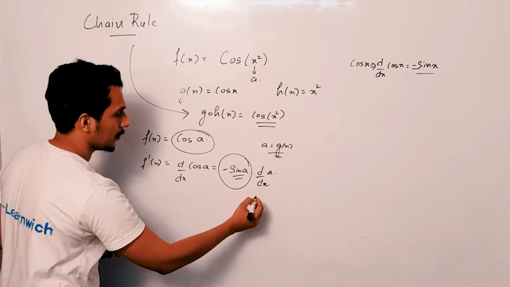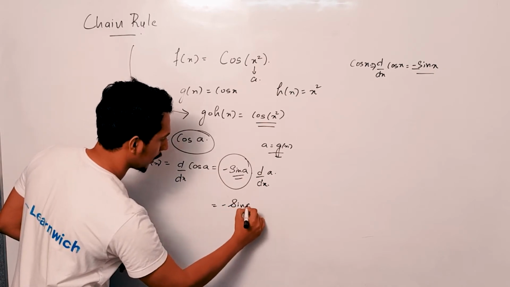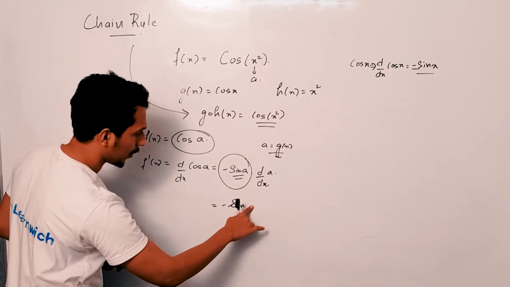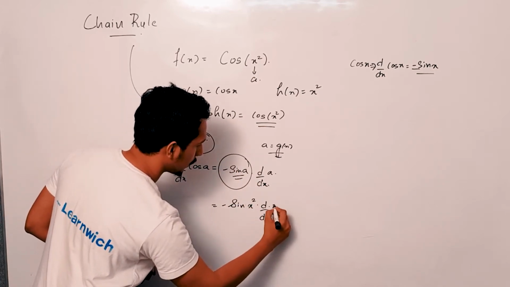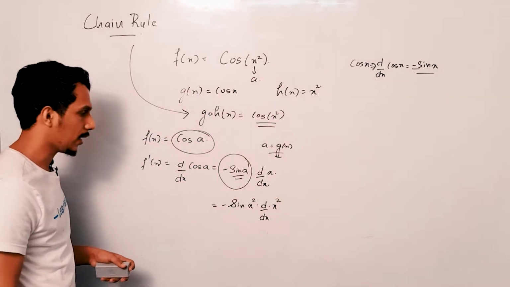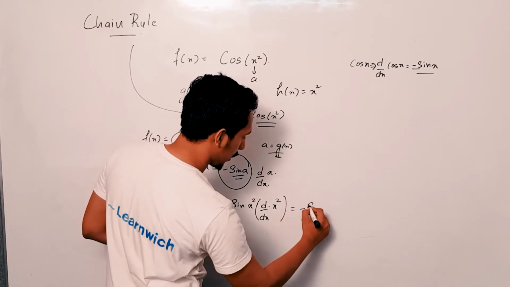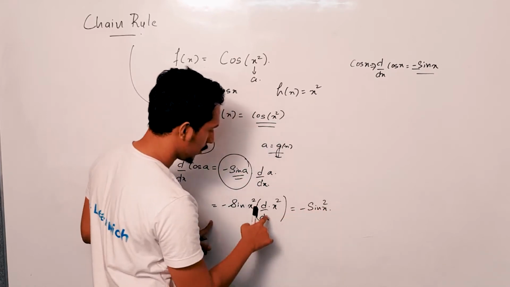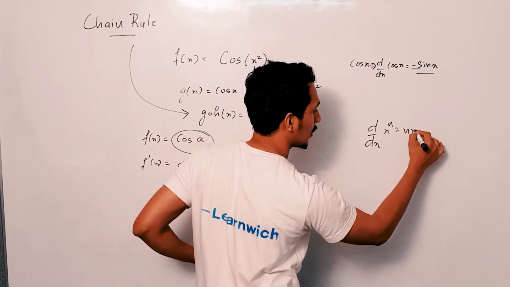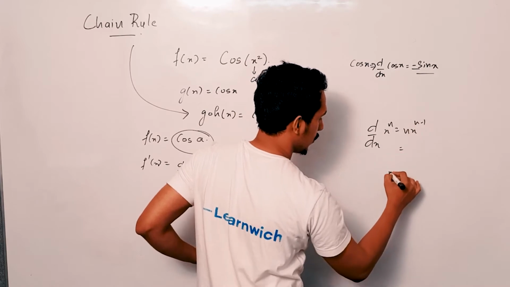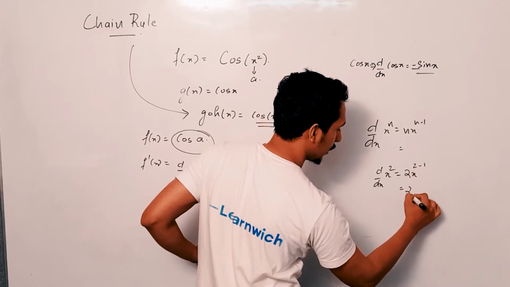Okay, so let's see, here it is finished. When I substitute things back, I'll get minus sine A. Instead of A, what do I get? I have to put back x square into again d by dx of x square. Okay, sine x square into d by dx of x square. What is d by dx of x square? That is minus sine x square into x square. What is x square? d by dx of x raised to n is n x raised to n minus 1. So d by dx of x square will be 2 into x raised to 2 minus 1, that is 2x.